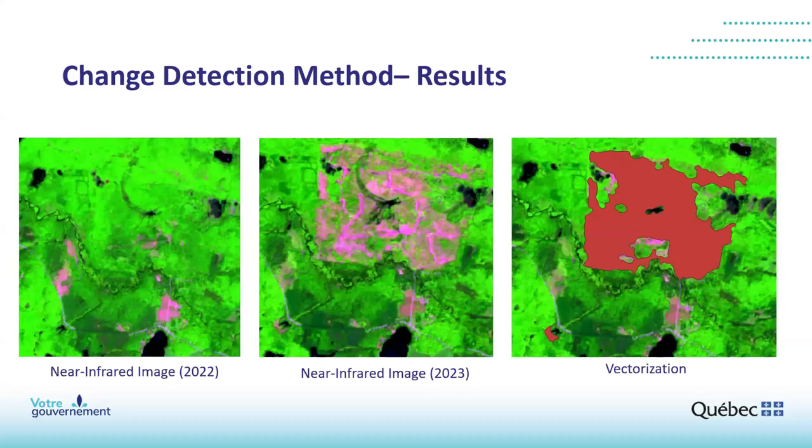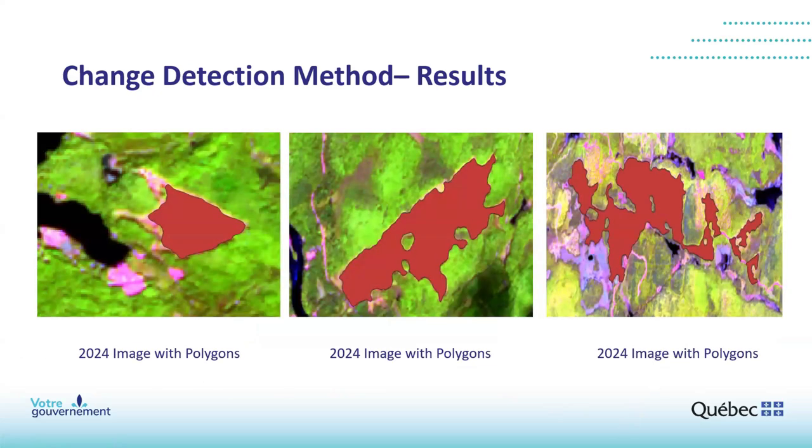So here's an example of a near infrared image of 2022 and near infrared in 2023. And then the result of the change detection. Here's another example of what we can have for the 2024 image.